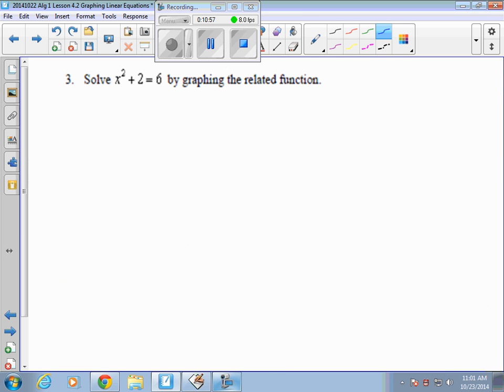Number 3 says solve this one by graphing the related function. We'll go a little quicker with this one. It says x squared. Notice what it says. X squared plus 2 equals 6. It doesn't say x squared plus anything x. So if we wanted to put in ax squared plus bx plus c, we would have to move this value over to make it join the plus 2. So now what we have is x squared. When we subtract 6 on both sides, we get negative 4.